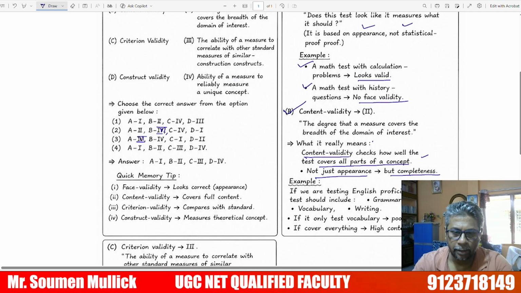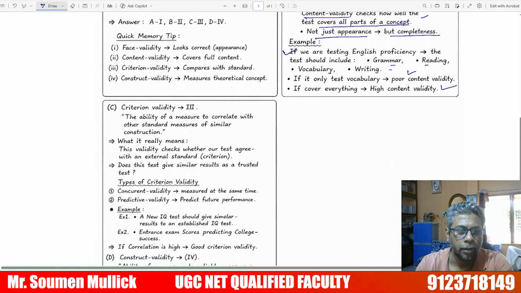As an example, if we are testing English proficiency, it should include grammar, reading, vocabulary, writing. These are the content. If it only tests vocabulary, that is called poor content validity. If it covers everything, grammar, reading, vocabulary, writing, that is called high content validity.